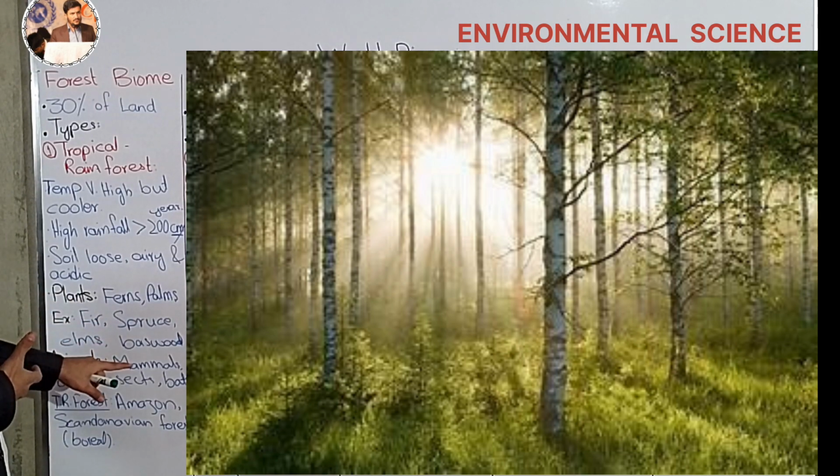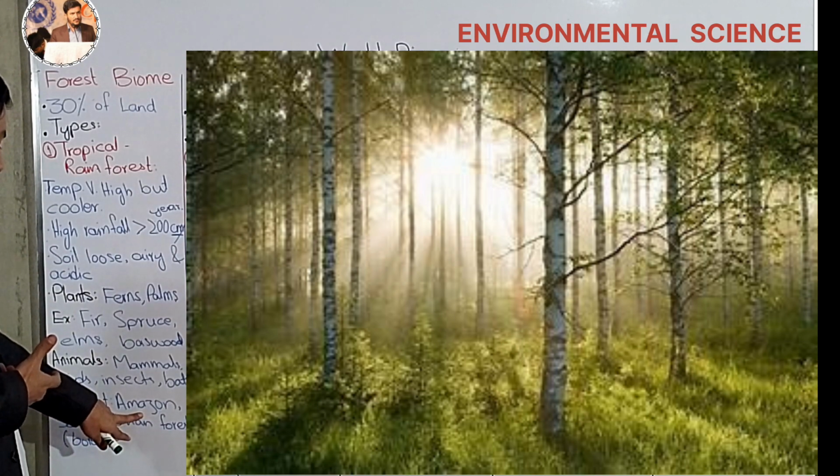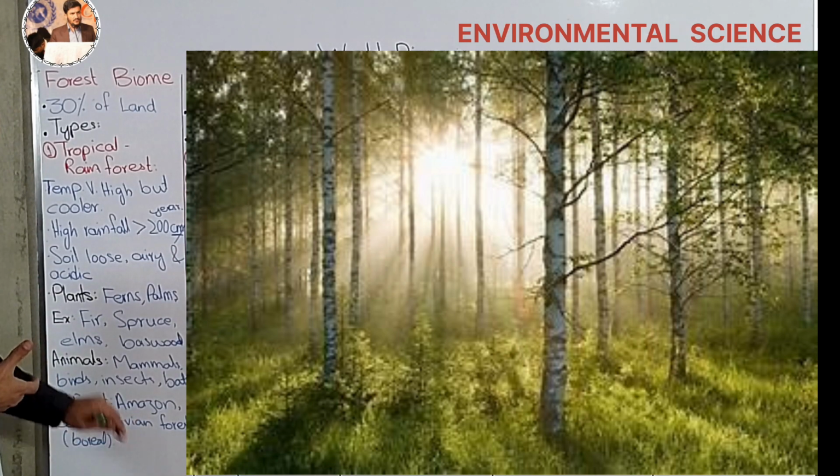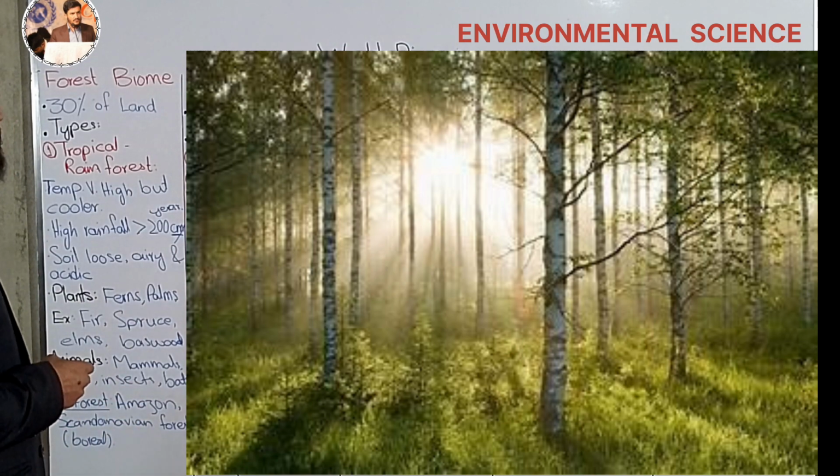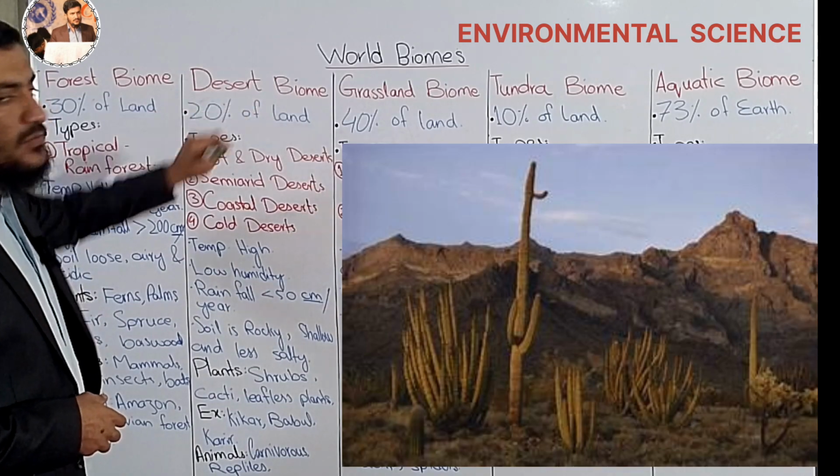While the animals living here are mammals. These are the animals of boreal rainforests, like birds, insects, bats वगैरह. ये जितने भी mammals हैं ये होती हैं boreal rainforest में. Instead, for example, जो ट्रॉपिकल रेन फॉरेस्ट है, जो सबसे बड़ा फॉरेस्ट का नेम आता है, that is the अमेज़न. Then comes the Scandinavian forest, which is the boreal rainforest, while the Amazon is the tropical rainforest. Then second comes the desert biome.